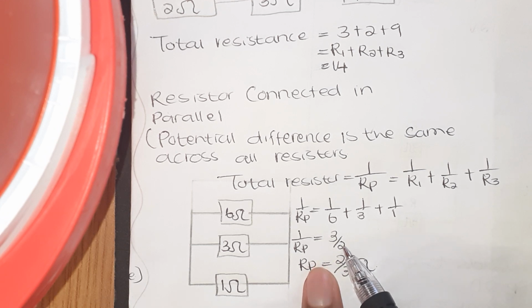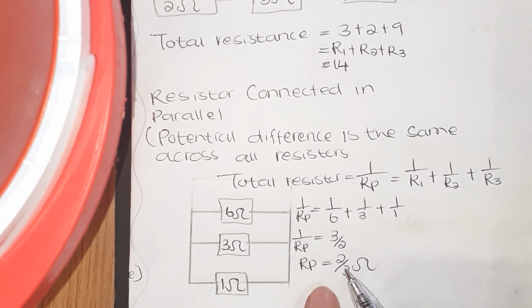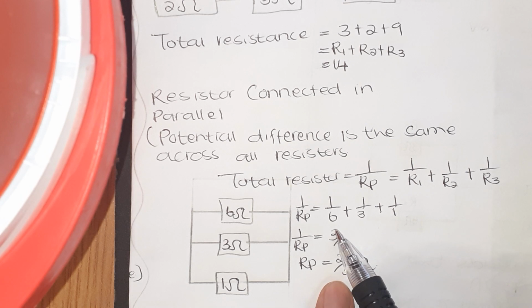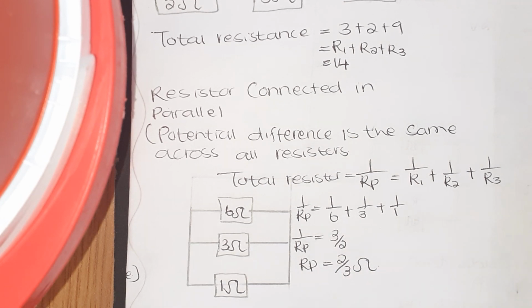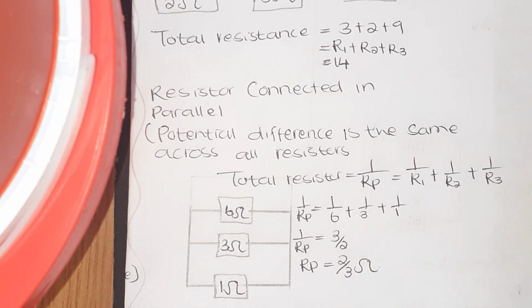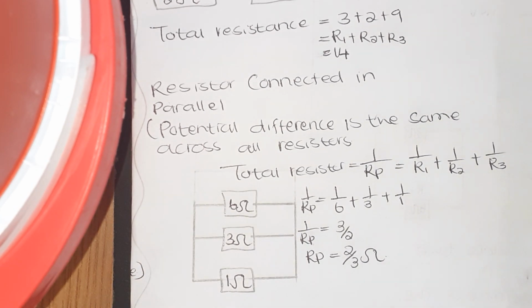But what we are looking for is the resistance. So we will just take what is in the bottom to the top and what is in the top to the bottom, and then we measure it in ohms, just like that. So this is how we calculate the total resistance in a circuit.